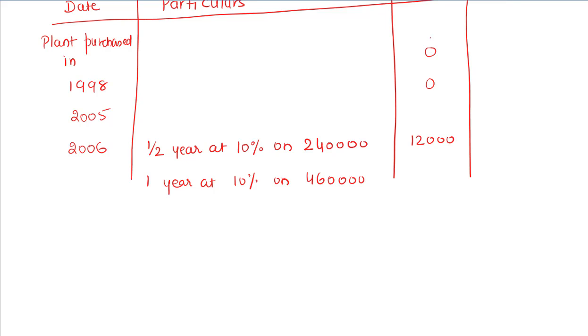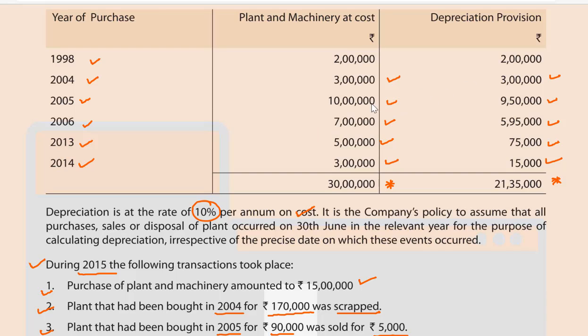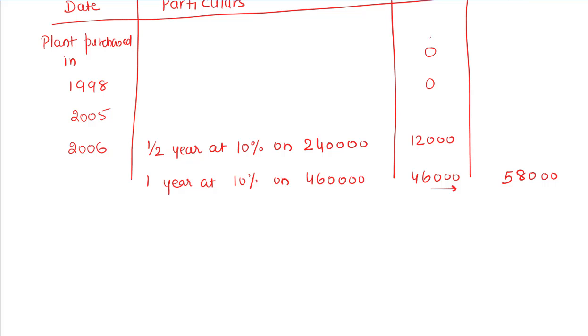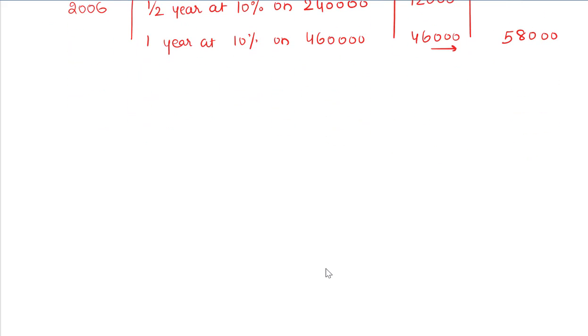Over here for the half year it is 12,000. For the whole year it is 46,000 and the total is 58,000. The depreciation provision for 2005 is 50,000, the difference between 10 lakhs and 9 lakh 50,000. So it is 50,000 over here. Stretch these lines.